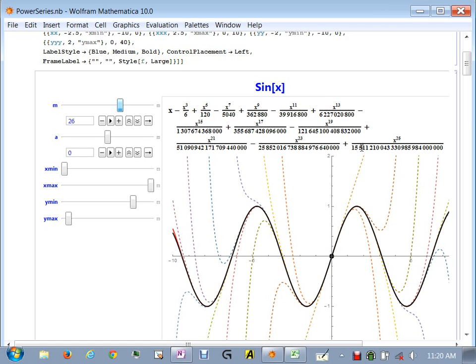And this is exactly what your calculator is doing. When you plug 3 into your calculator, it is replacing this x with 3, this x with 3, all of the x's with 3's, and it's computing the answer. That's what your calculator is doing. So the question becomes, where did all this come from? Like how did I know to put x minus x cubed over 6 plus x to the 5th over 120? Where did that come from?